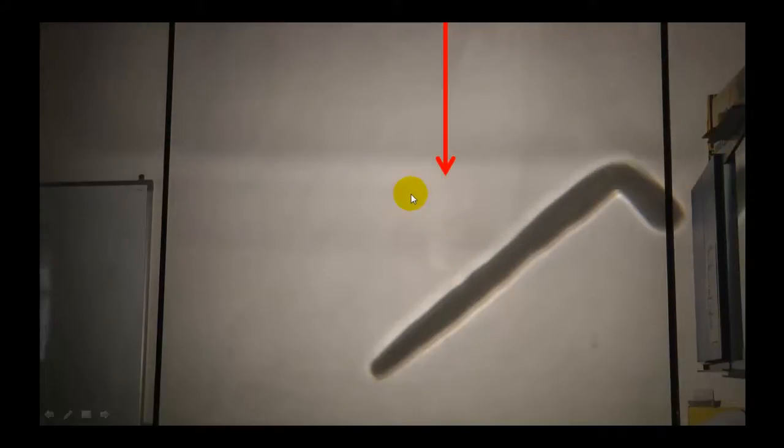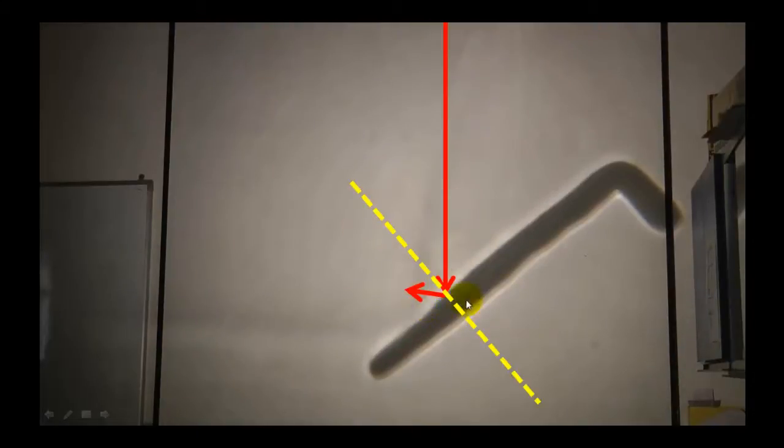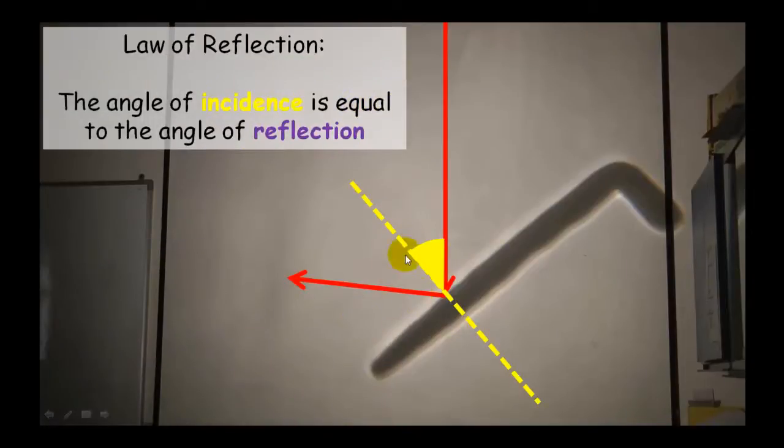Okay, so here is an incoming plane wave, and this is showing the direction of travel or energy propagation of that wave. So let's step forward frame by frame. Okay, and it's about to strike the surface, the tip of this point. As it strikes the surface, it's reflected. And we can see that this angle here is approximately equal to this angle here. And that's the law of reflection. The angle of incidence is equal to the angle of reflection.